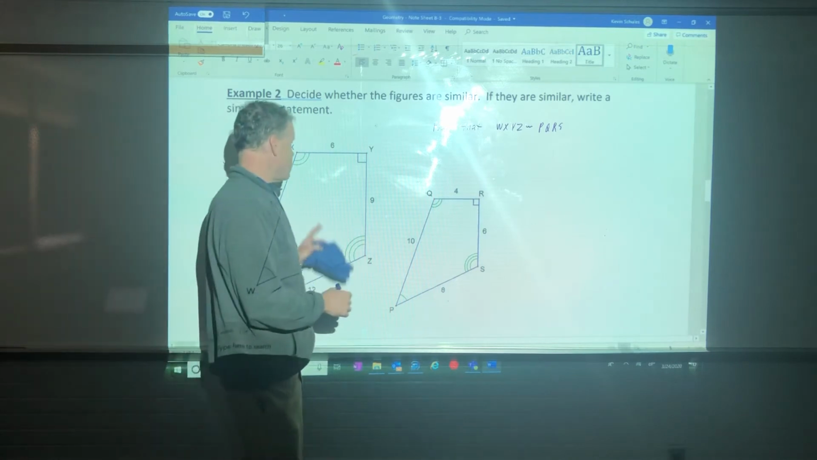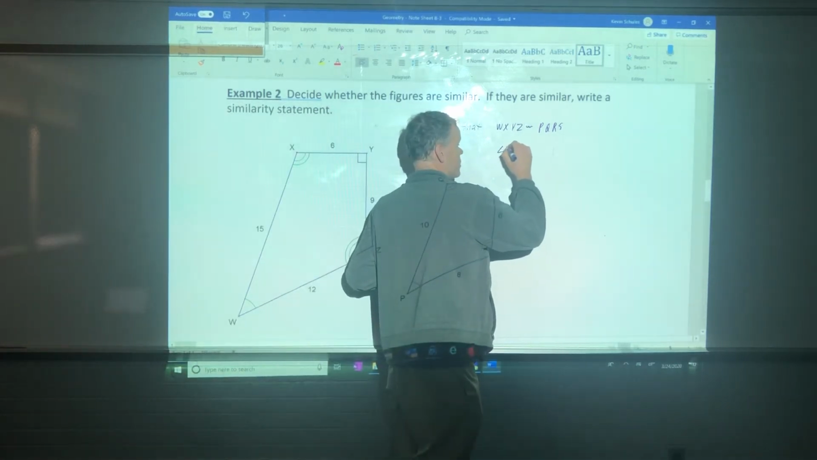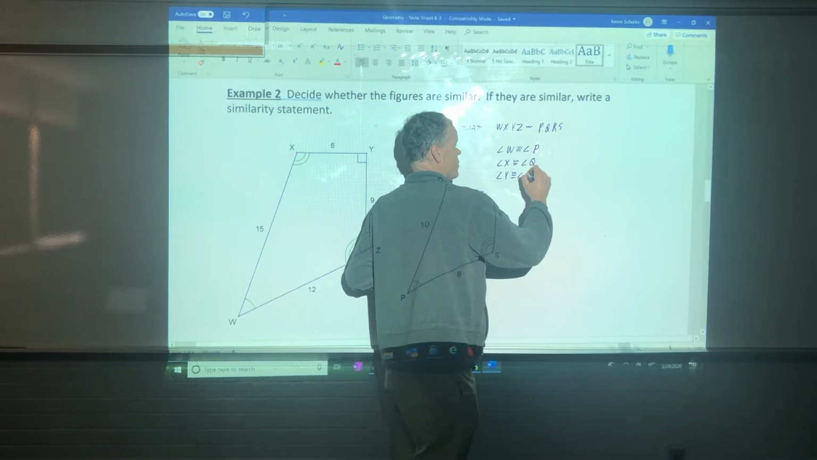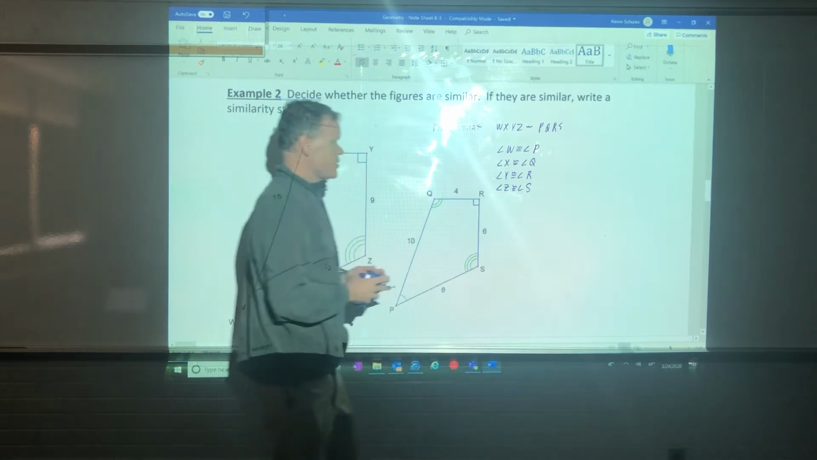Angle W, we already said that. Angle W is congruent to angle P. Angle X is going to be congruent to angle Q. Angle Y is going to be congruent to angle R. And angle Z is going to be congruent to angle S. So we know all the angles are congruent.